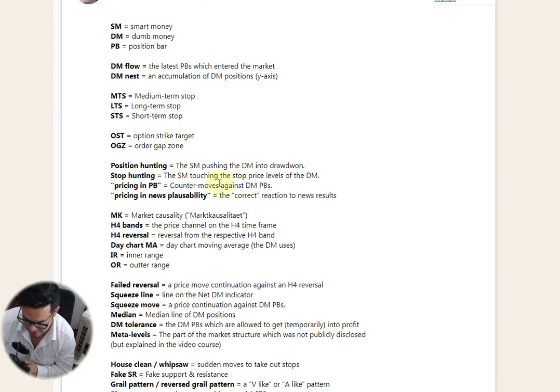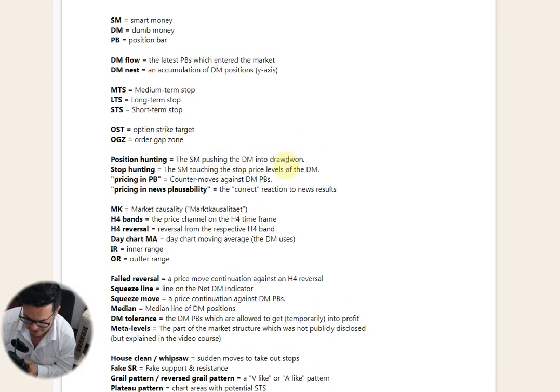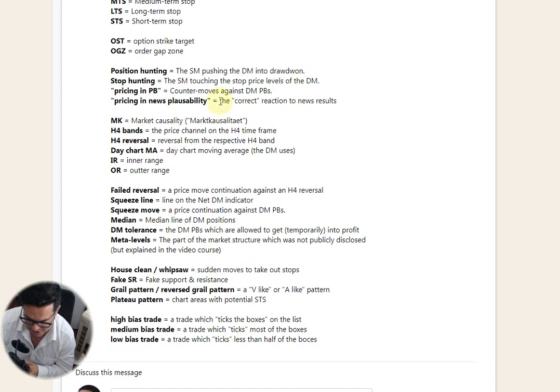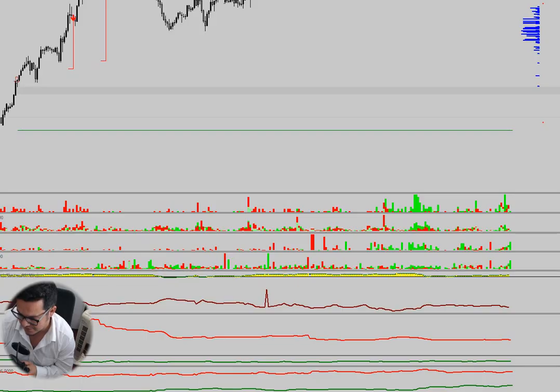Position hunting, of course, that's when the smart money tries to push the dumb money into drawdown, which it does all the time. Stop hunting, so as shown, for example, with the MTS, that's when the smart money wants to touch the prices where the dumb money stops accumulate, and therefore those get kicked out of the market at a loss.